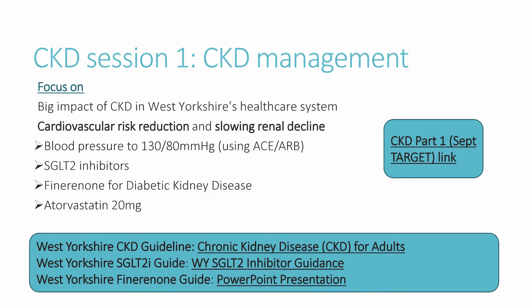So we're focusing on getting blood pressure to target below 130/80 or lower, depending on the urine ACR level, using optimal therapy, ACE inhibitors and angiotensin receptor blocker drugs. The next step is addition of SGLT2 inhibitors, which are very effective treatments, and then considering finerenone for people with diabetic kidney disease. And finally, don't forget atorvastatin 20 to help reduce that cardiovascular risk, and we should be considering that for all patients.